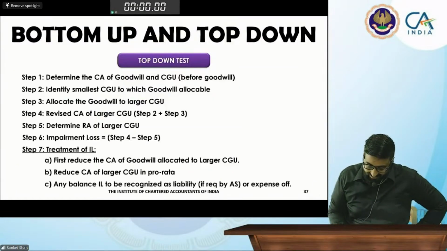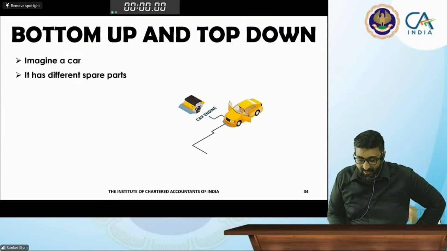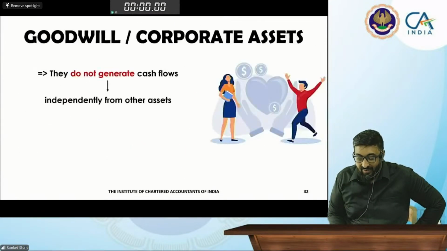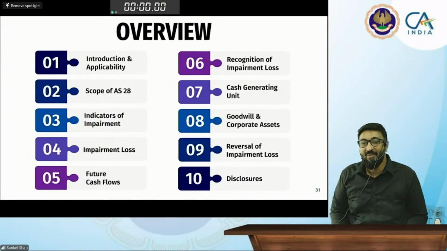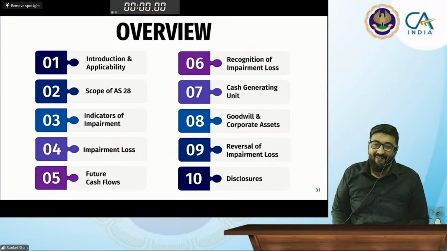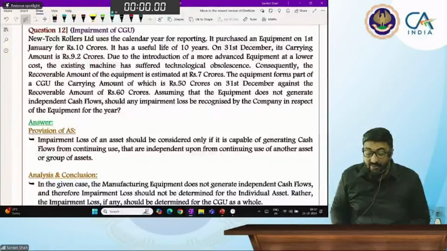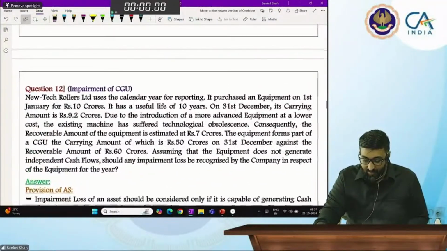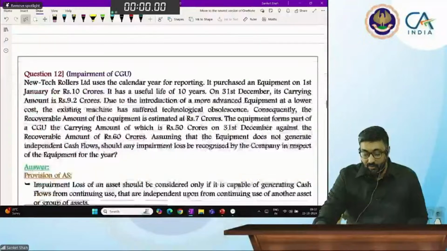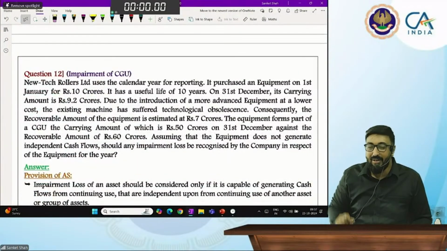ठीक है. Let's check it. First we will do CGU impairment. Then we will see bottom up and top down. Okay. So let's see. First, I will explain you impairment of CGU. Yes, read this question. Impairment of CGU. And top down test and bottom up test is your homework. Read it carefully.